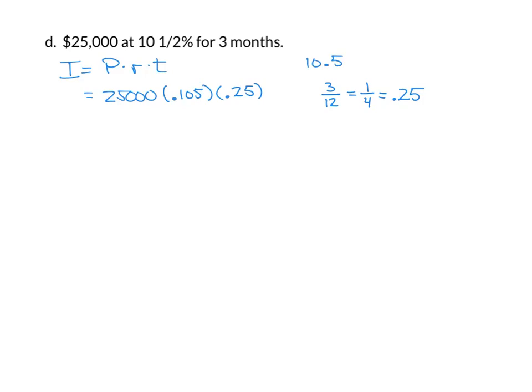Okay, if we go ahead and multiply now, I get that my interest is $656.25. So my total, if I add this onto my $25,000, we get $25,656.25.